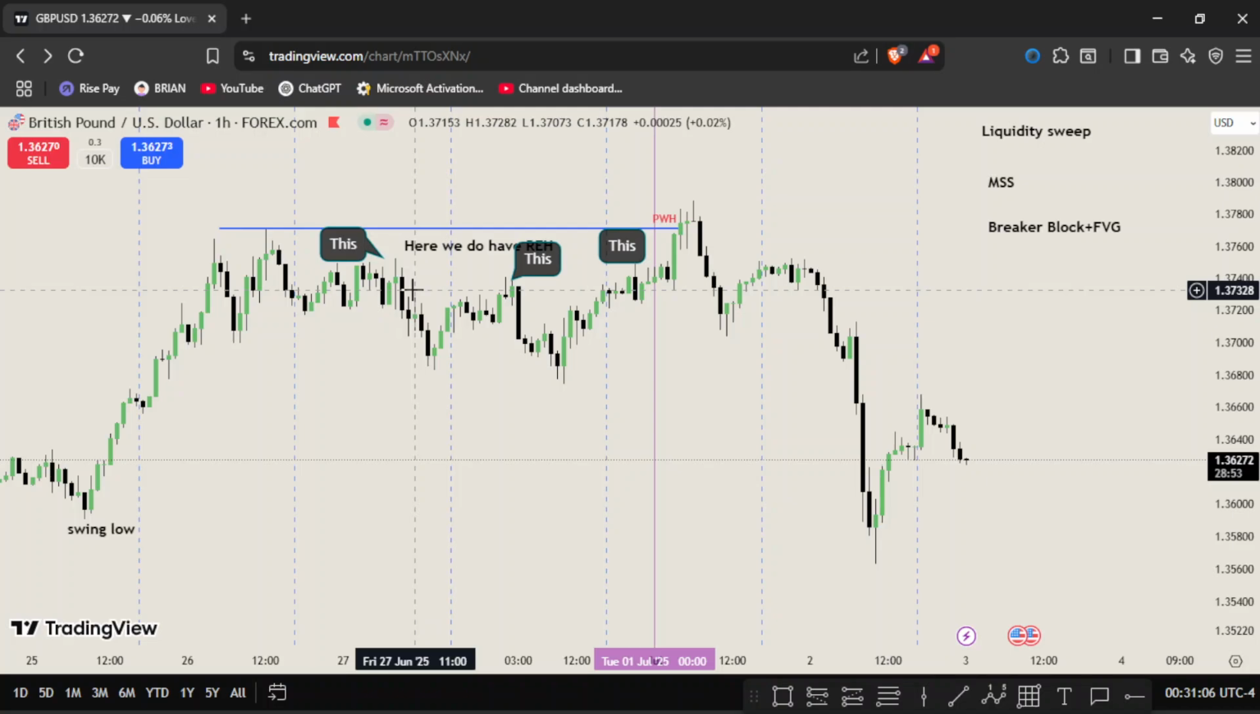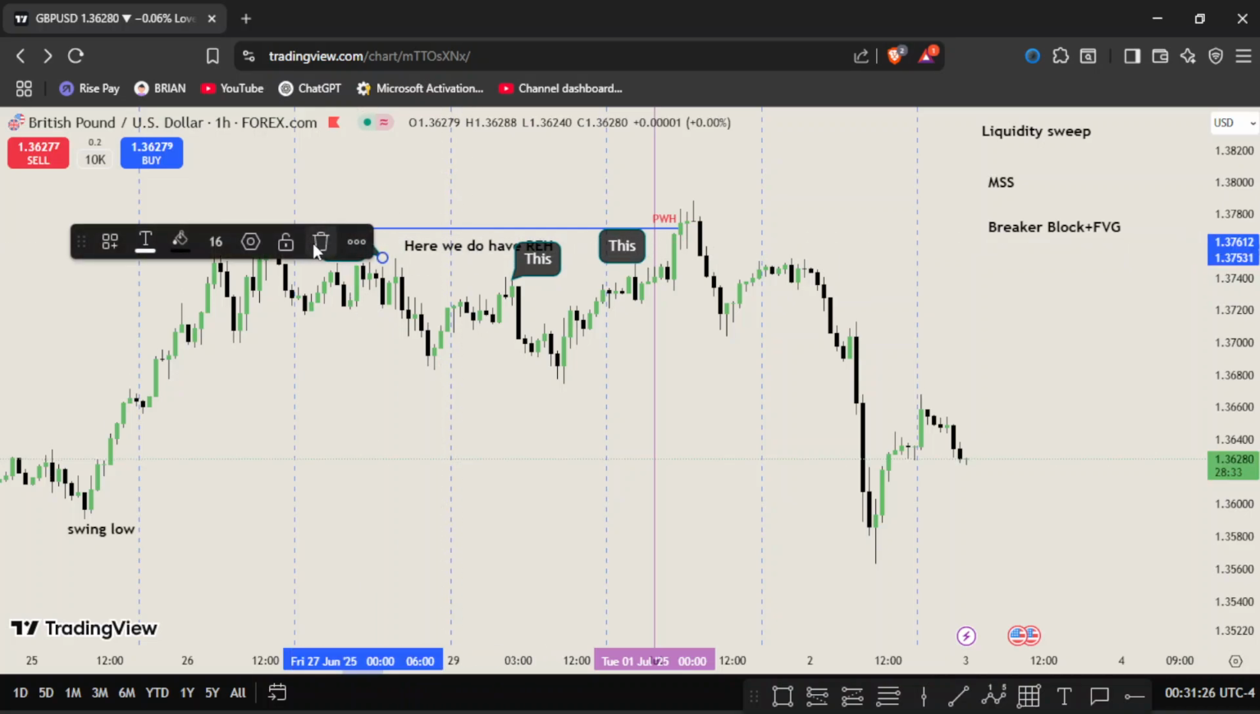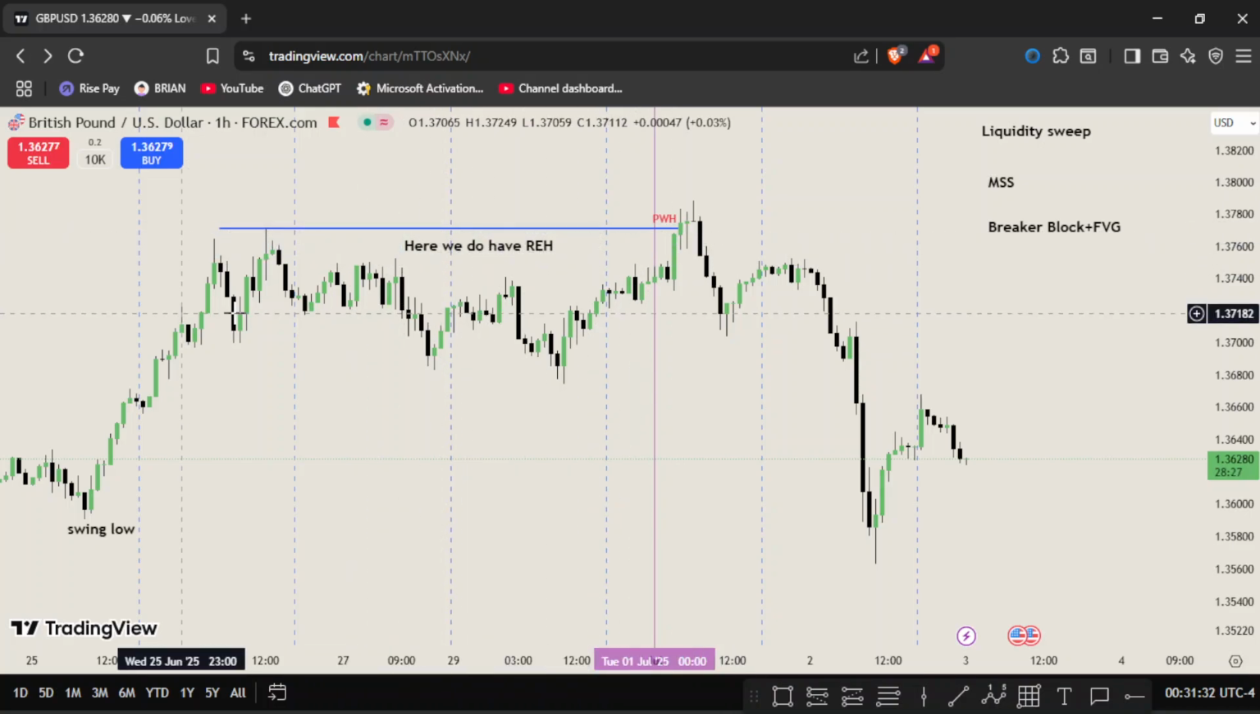What does relatively equal highs mean? Relatively equal highs means highs that are together and which are trading against a certain area or at a certain zone. And you might want to call it our resistance point. Okay? So we can say here we do have a lot of resistance from these points. So these are relatively equal highs.